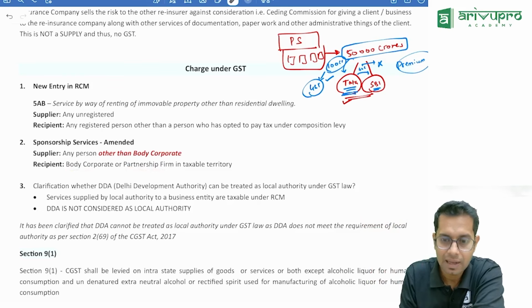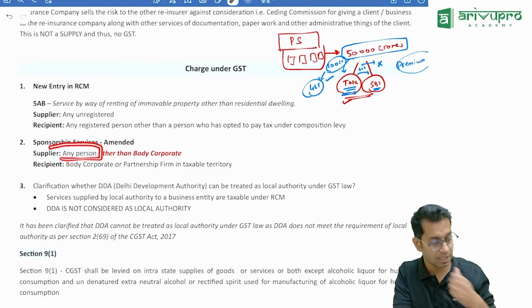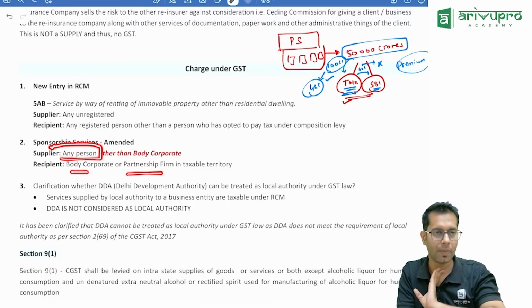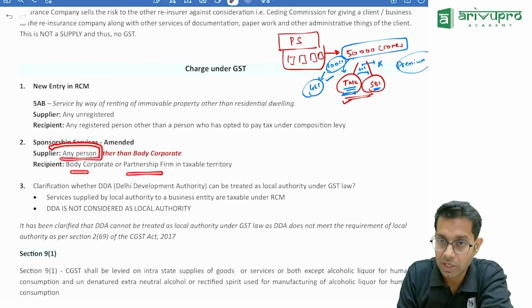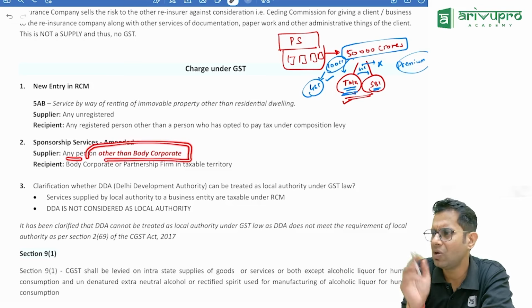Now in the material, they would have written it as any sponsorship services given by any person to a body corporate or a partnership firm. But here there is a small change. Sponsorship services given by any person other than body corporate. This is the only point added.